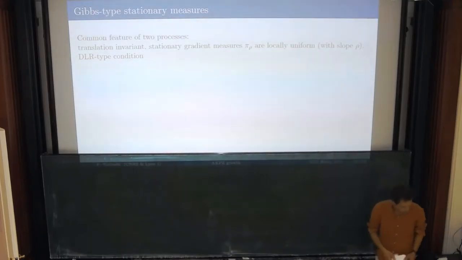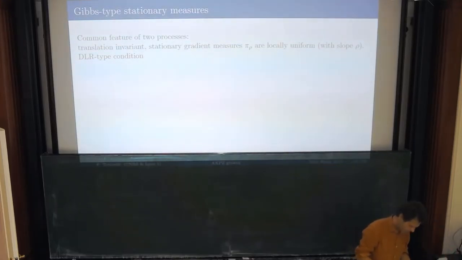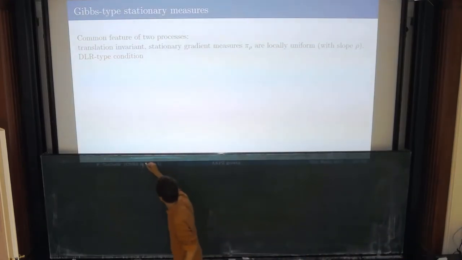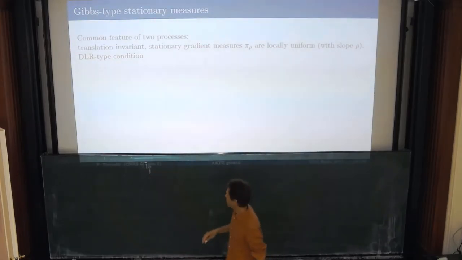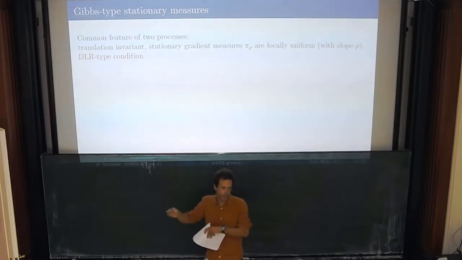Okay. So what are the features of these measures P rho? They are indexed by the slope. The slope is the average slope. And they will be translation invariant. So these are measures on the perfect matchings of the whole lattice. It can be Z2 or the hexagonal lattice.